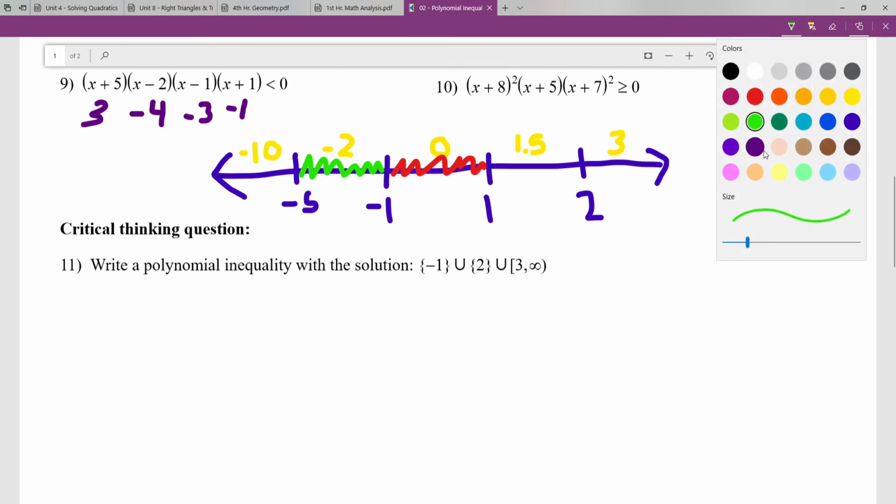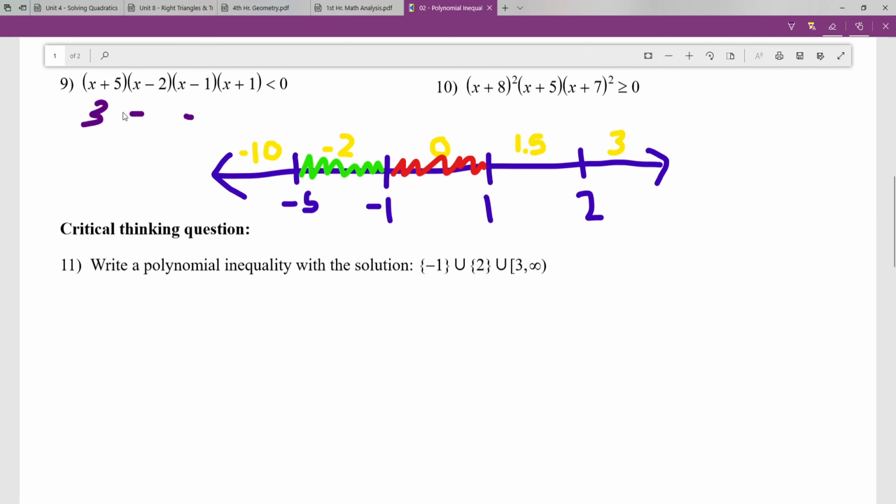So we are going to skip back once more. We're going to do a couple of these other ones. Let's try out -10. So -10 plus 5 will be -5. -10 minus 2, -12. -10 minus 1, -11. -10 plus 1, -9.